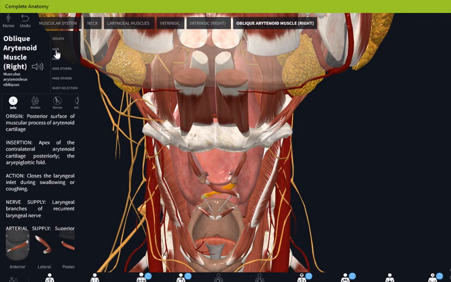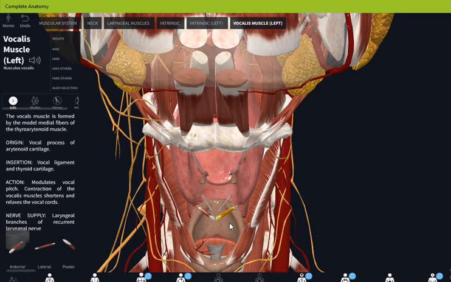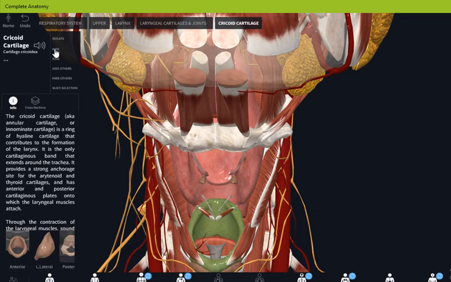So we are going to hide it, remove all of them. This muscle here is going to be the epiglottic muscle. So it's going to cause the epiglottis to come downward during deglutition. And this one still, we are going to hide it. The vocal cord, we hide it. So we remove again the cricoid cartilage, we hide it.